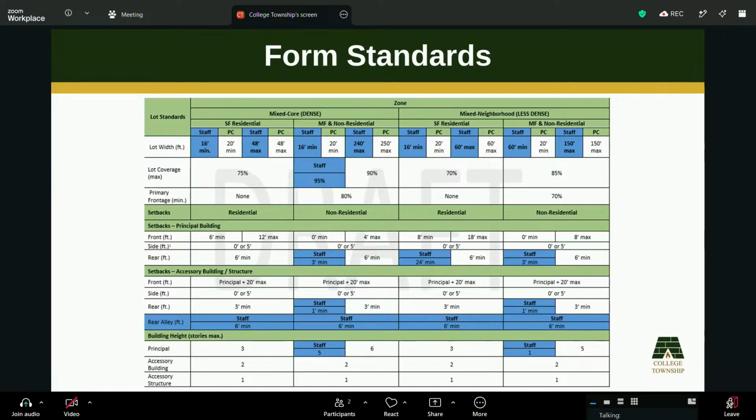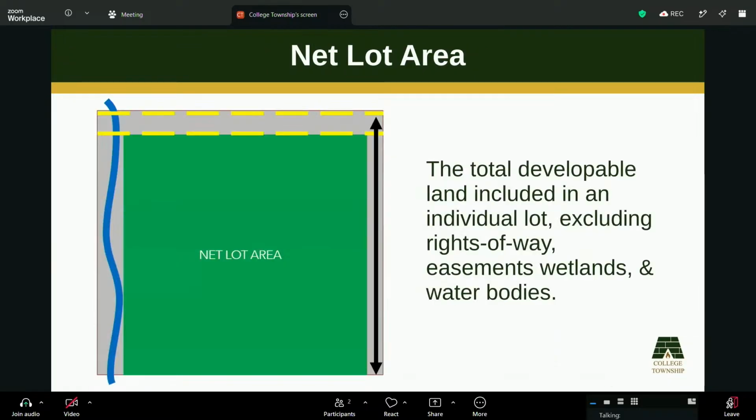So this was provided in your meeting packet there. We want to define net lot area because it's important for this conversation, and it differs a little bit from the current zoning. Usually when we are looking at our current zoning, you're looking at a lot, period. So that's the full size of whatever the lot is. With form-based code, we use net lot area. And net lot area excludes land that is a right-of-way, easements, wetlands, and water bodies. That will play an important role when we start talking about lot coverage, which is next.